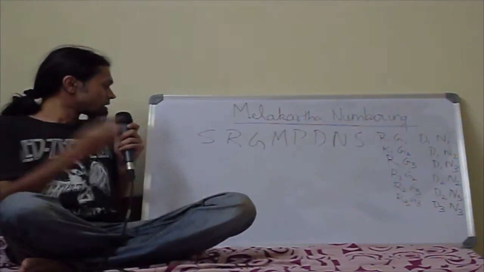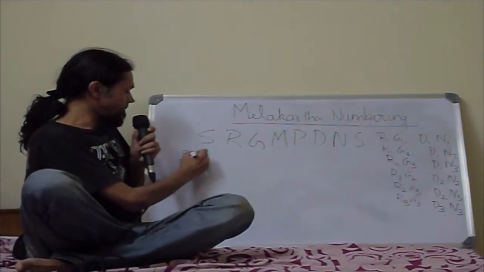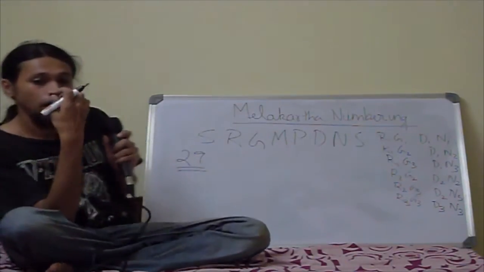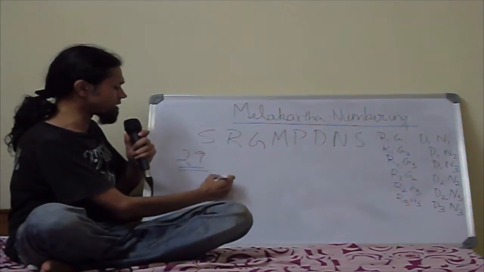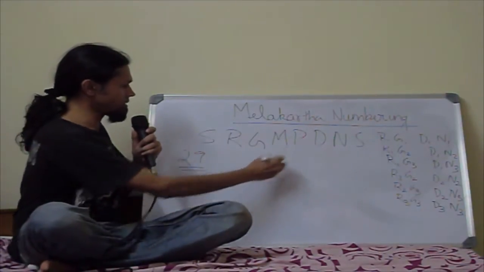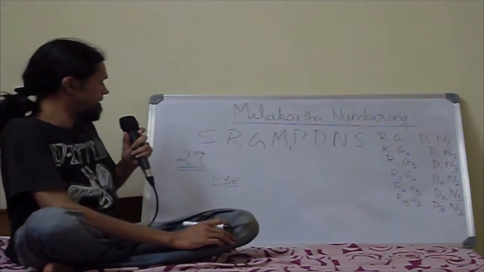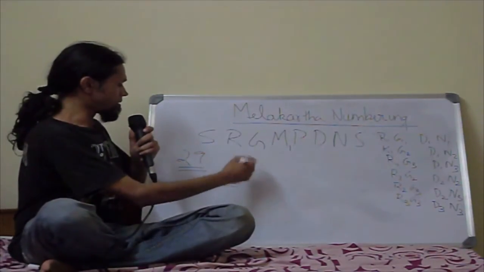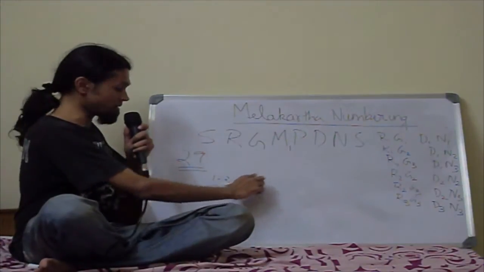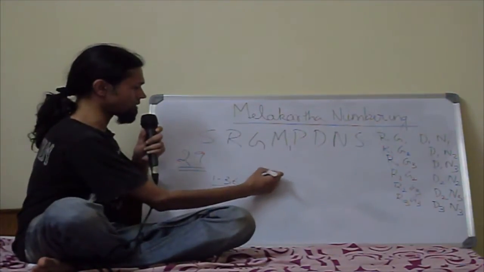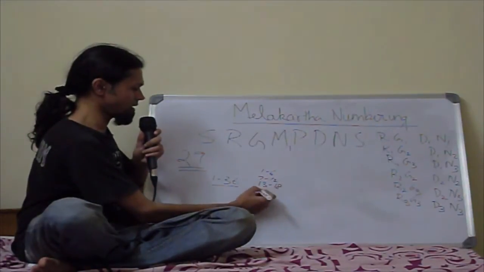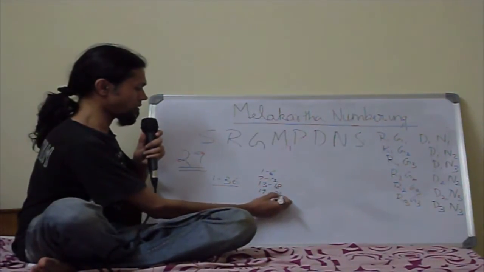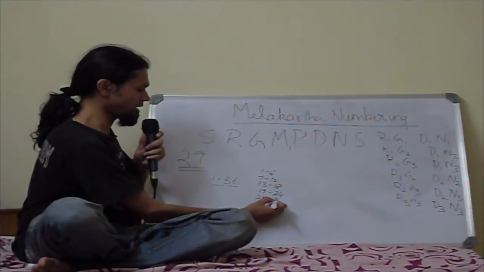Now, for example, if someone gave you the number 29, let's see what the swaras are. 29 falls in the range 1 to 36, so it should have a Ma 1. Now, if you were to divide this into 6 groups, you would get 1 to 6, 7 to 12, 13 to 18, 19 to 24, 25 to 30, and 31 to 36.